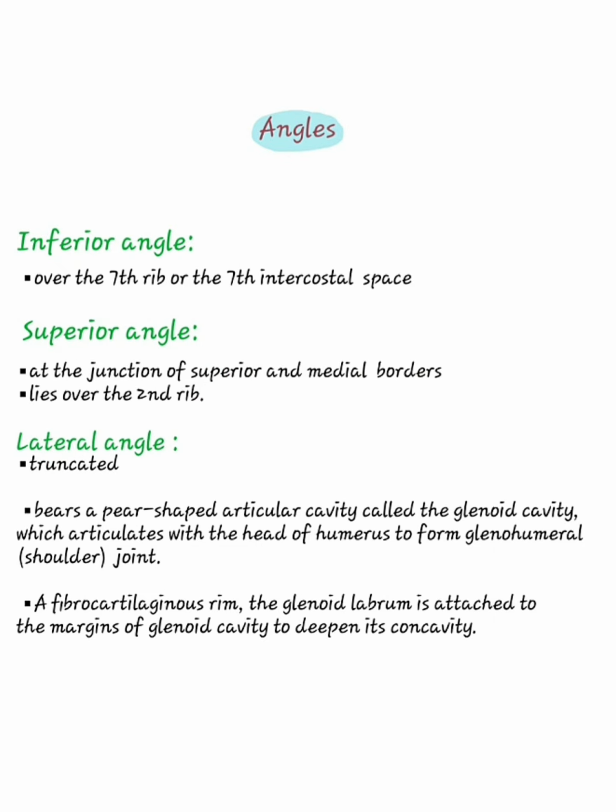Lateral angle, it is truncated. It bears a pear-shaped articular cavity called the glenoid cavity. Glenoid cavity articulates with the head of humerus to form the glenohumeral joint or shoulder joint. A fibrocartilaginous rim, the glenoid labrum, is attached to the margins of the glenoid cavity to deepen its concavity.